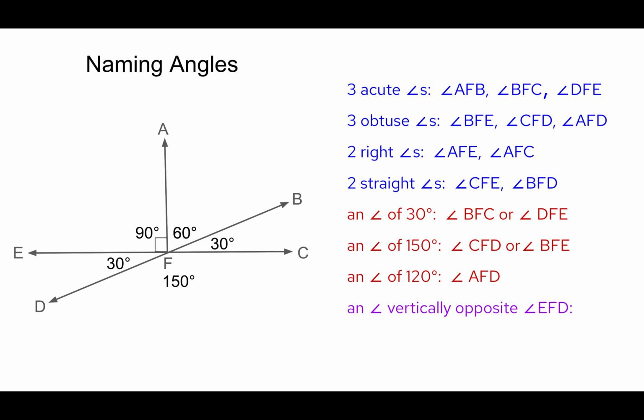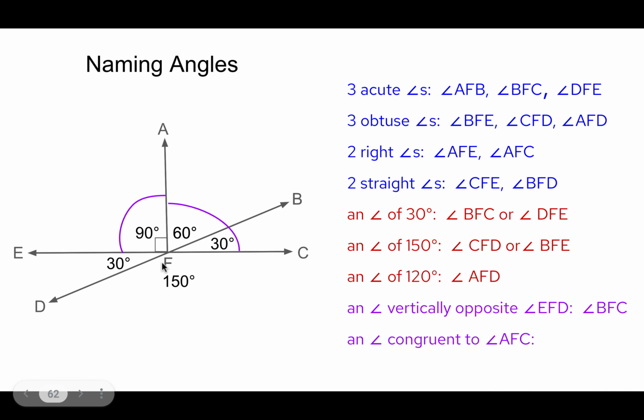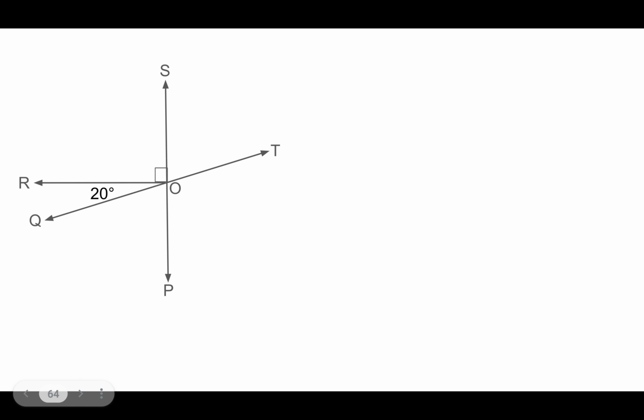And vertically opposite of EFD, so EFD, vertically opposite, is BFC, or you could say CFB. Congruent means the same, so we're looking at angle AFC. That looks like it's 90 degrees if we add the 60 degrees and the 30 degrees. So our 90-degree angle is AFE or EFA.